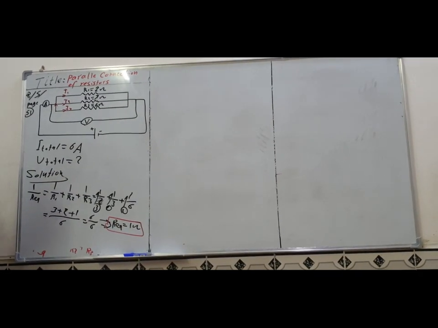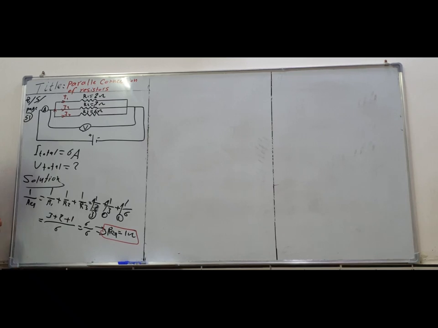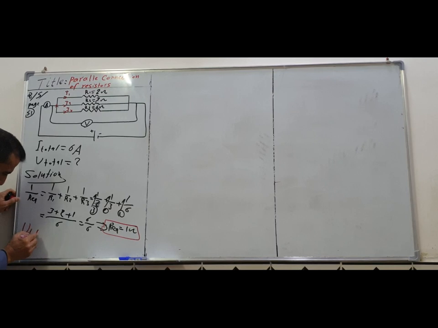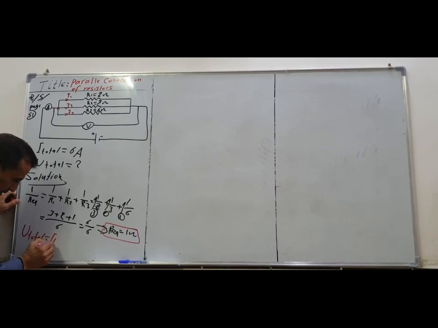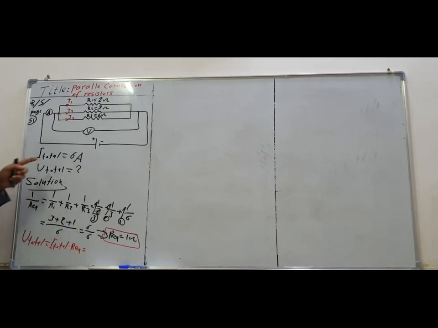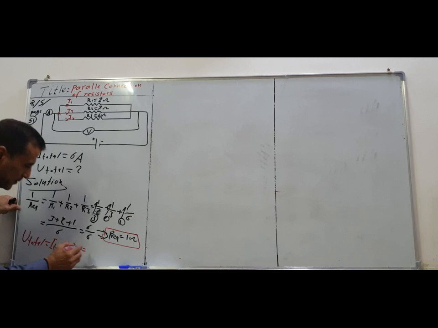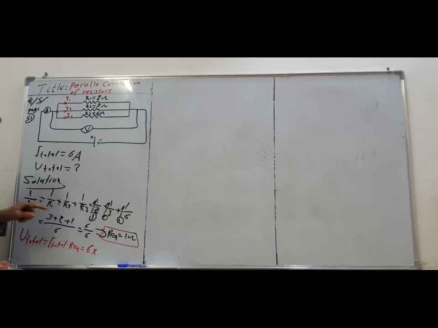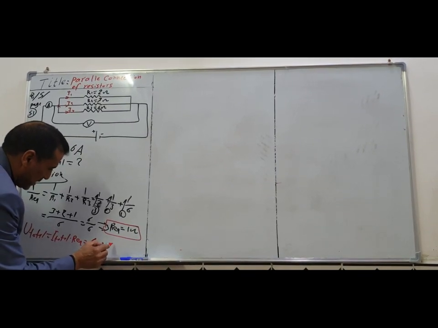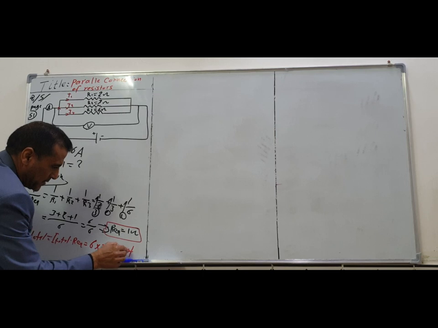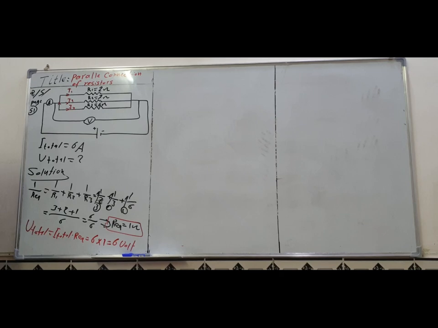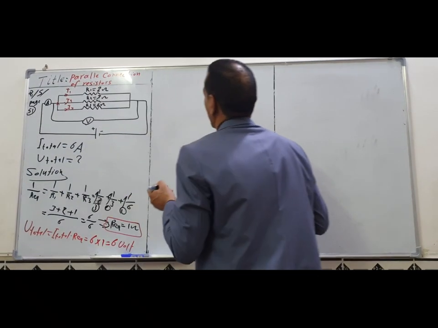Now, to calculate the total potential difference, V total equals I total times R. I total is 6 ampere, multiplied by R, which is 1 ohm, equals 6 volt. This is the amount of the total potential difference in the electric circuit. Now, attention. Question.